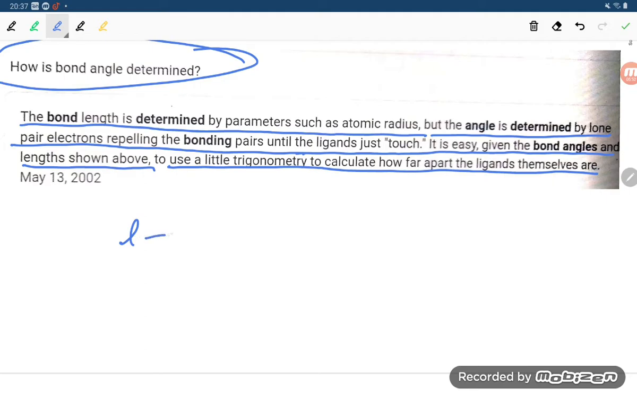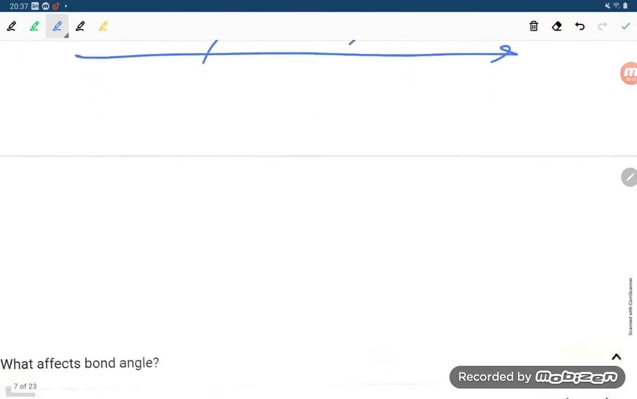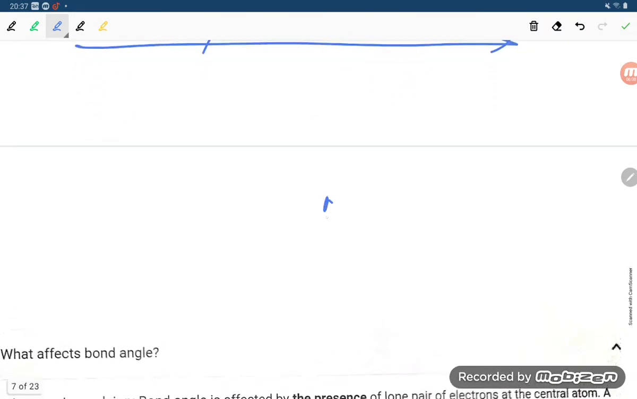They are saying lone pair-lone pair repulsion is highest, then lone pair-bond pair repulsion, and lastly bond pair-bond pair repulsion. So, dear students, this will distort the geometry. How? Suppose ammonia is there. Ammonia has a pyramidal shape. Why pyramidal? Because of the presence of a lone pair of electrons.